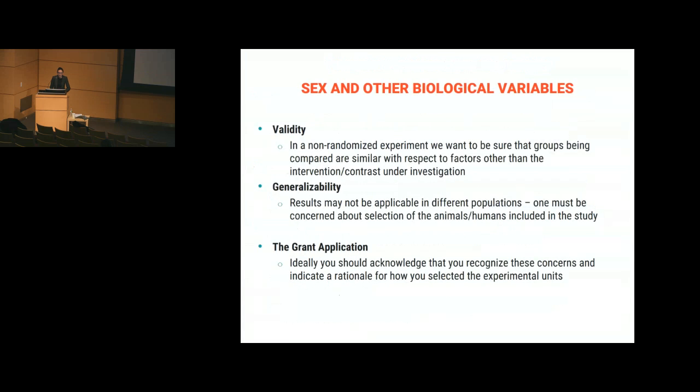So coming back to sex and other biological variables, if you're comparing two groups, and especially in a non-randomized experiment, we want to be sure that the groups are comparable in terms of baseline characteristics or any other factors that can affect the intervention or contrast under investigation. You also want to make sure that your population is generalizable, that the results that you find here are applicable to different populations. And that's why selection, eligibility criteria, which again we will go into details later with examples, who do you include, who do you exclude, will affect the results and how generalizable the results are.